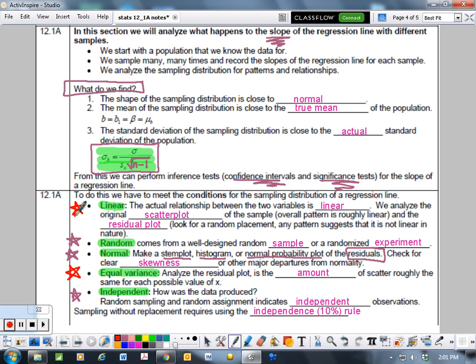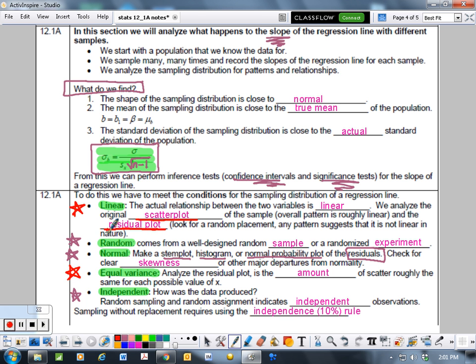So for linear, we need to actually graph the scatter plot and make sure that the two variables are linear. So we graph the actual scatter plot. We look, hey, is it linear? And then sometimes it may look linear when it really isn't. So then we look at the residual plot.